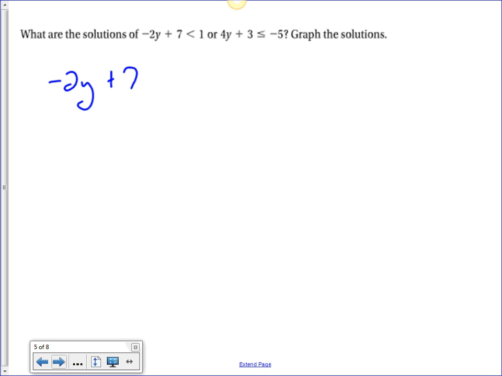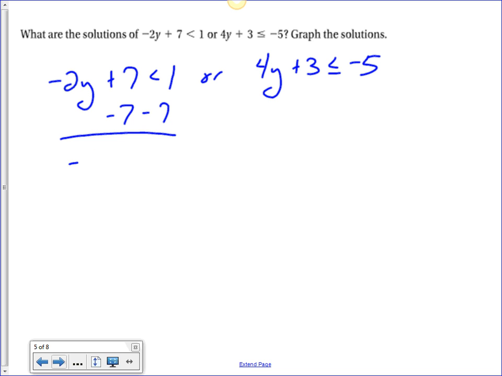Okay, so we should have this written down on our paper to start out with, and then we're just going to walk through it here. So we would minus a 7 from both sides, so I'd have a negative 3t is less than a negative 6. You should have divided by a negative 2, and that would give you y is greater than a positive 3.